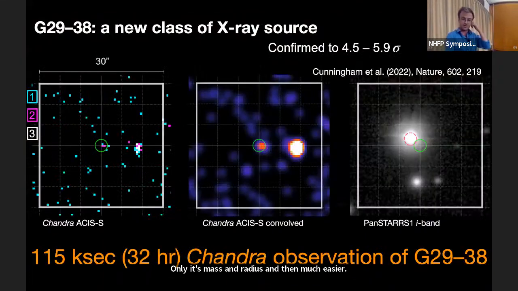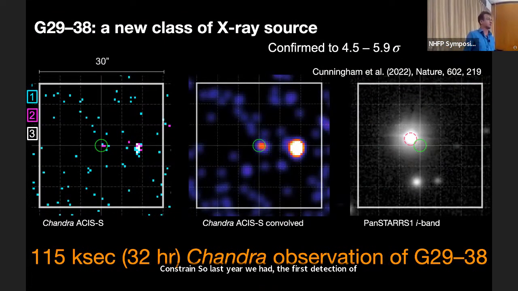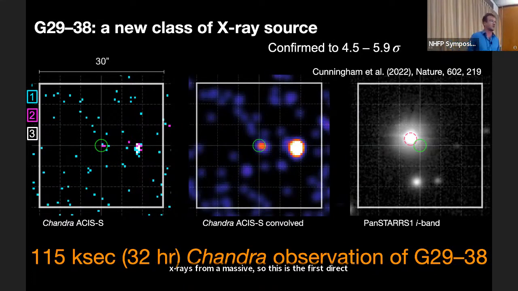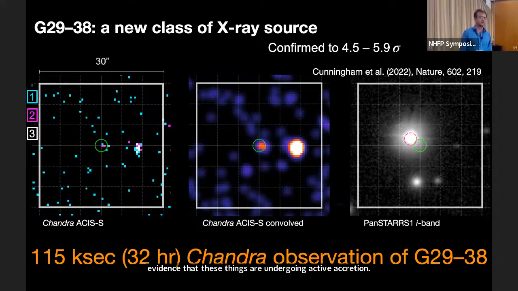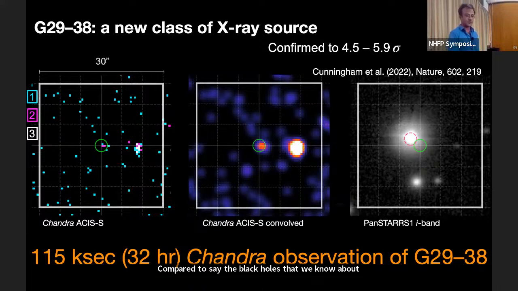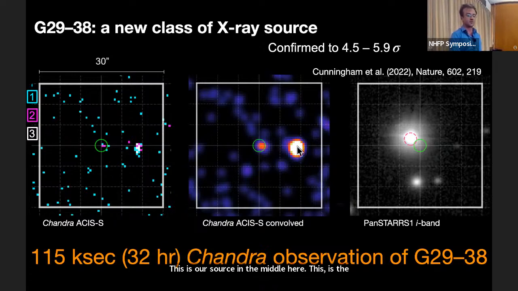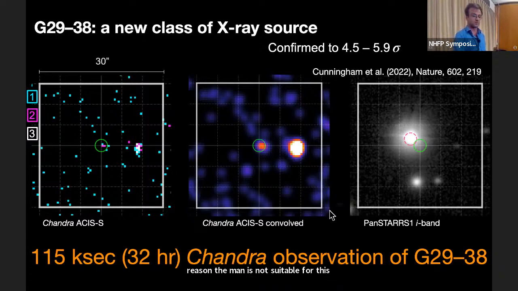So last year we had the first detection of X-rays from a metal-polluted white dwarf. This is the first direct evidence that these things are undergoing active accretion, compared to, say, the black holes that we heard about earlier, which might have X-ray luminosities of 10^40. We measured an X-ray luminosity here of 10^25. This is our source in the middle here. This bright contaminant is the reason that XMM is not suitable for this observation, but I think it would be for many others, and that's something I'm very interested in pursuing.